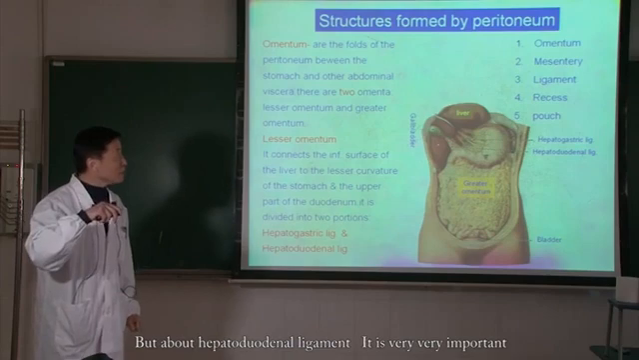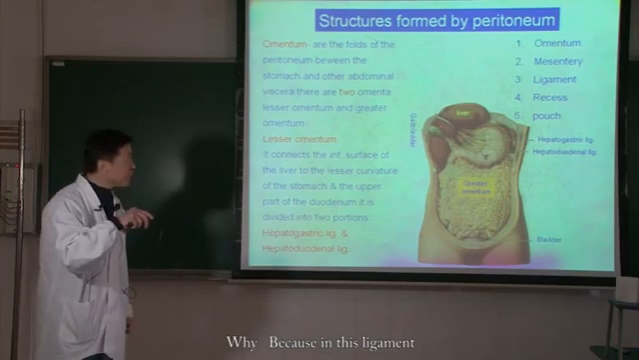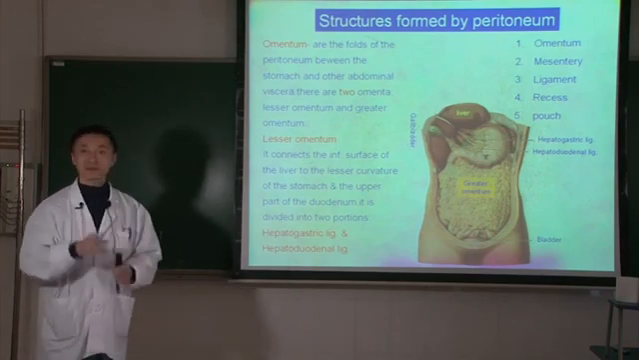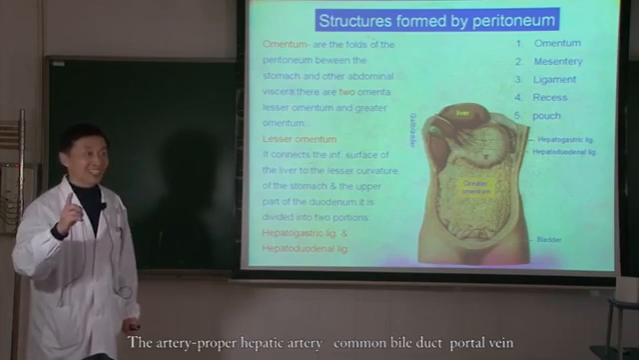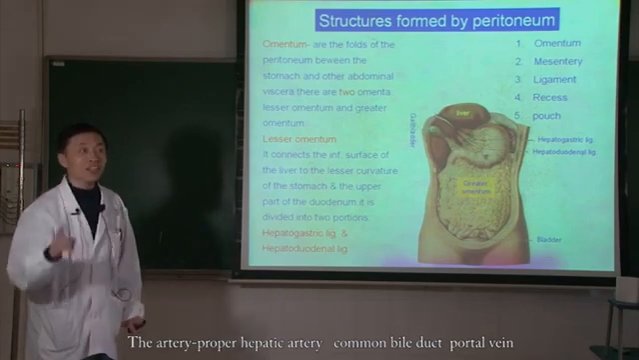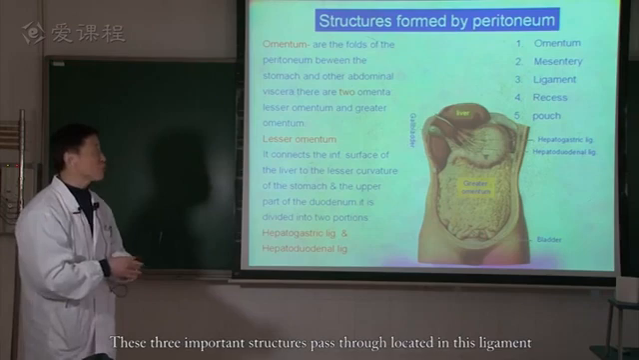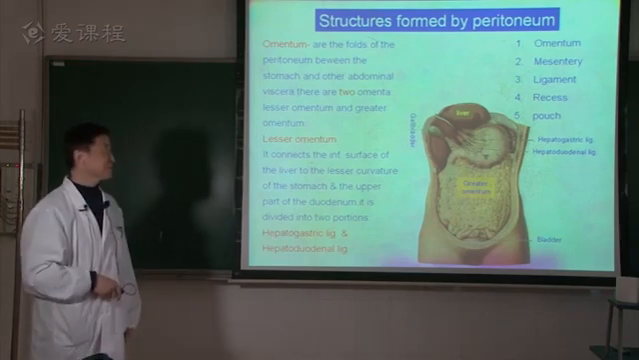But about the hepatoduodenal ligament, this ligament is very, very important. Why? Because in this ligament, the proper hepatic artery, common bile duct, and portal vein, these three important structures pass through, located in this ligament.